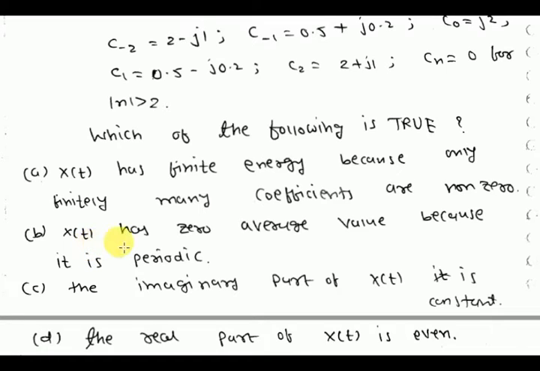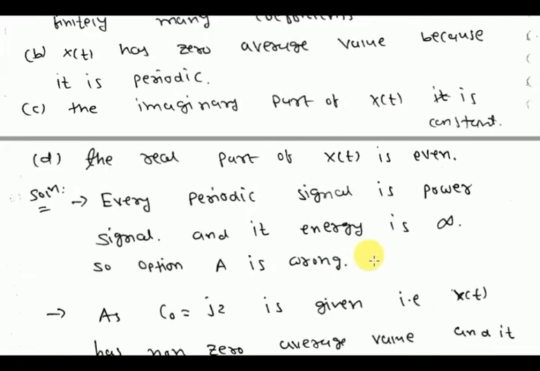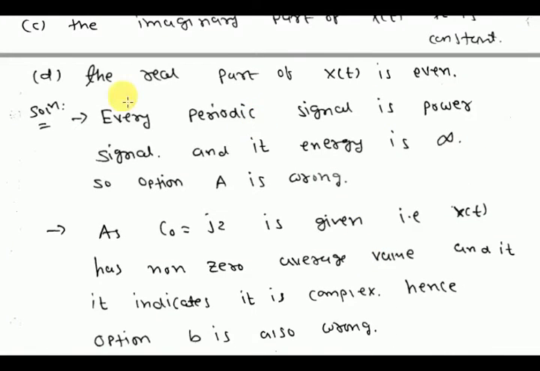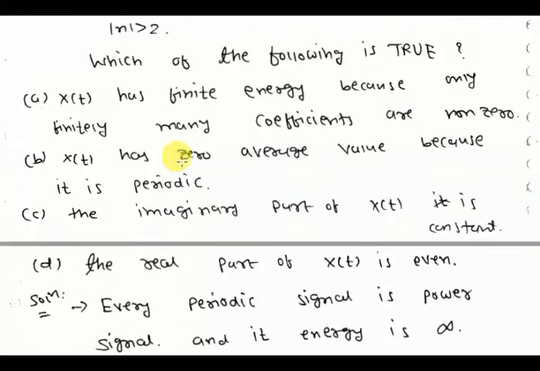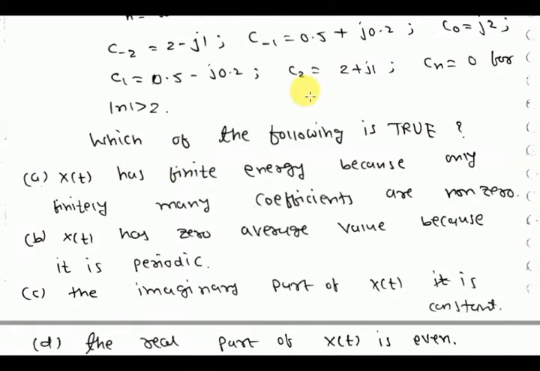The second statement is that x of t has 0 average value because it is periodic. It is wrong. The average value is denoted by c naught, which is j2, which is non-zero. So the second statement is also wrong. The third is that the imaginary part of x of t is constant, and the fourth is that the real part of x of t is even. Let's check.